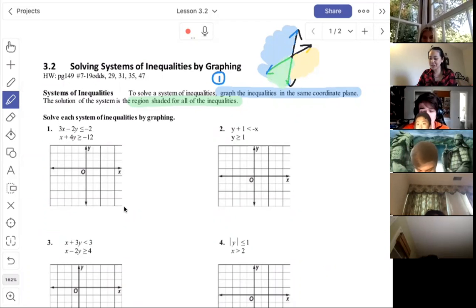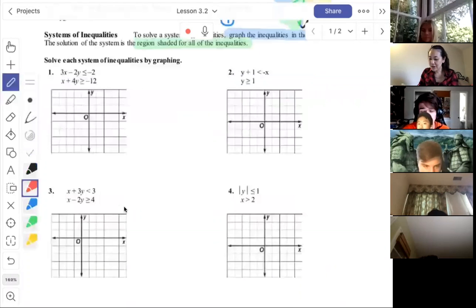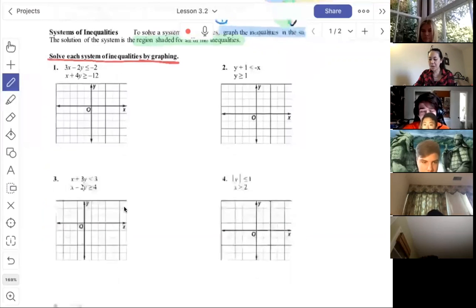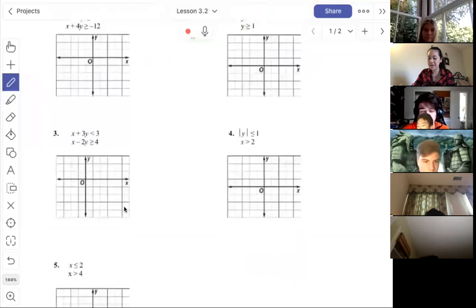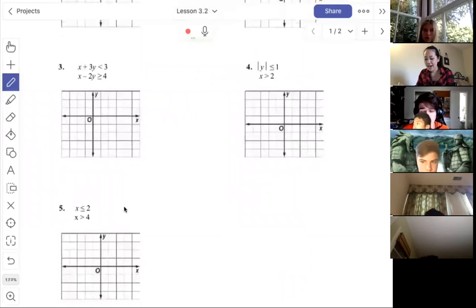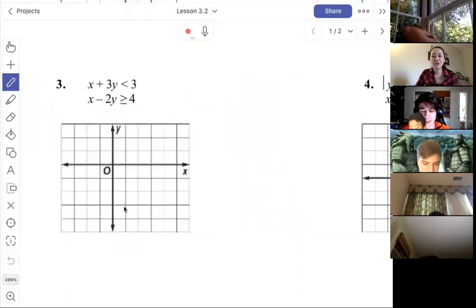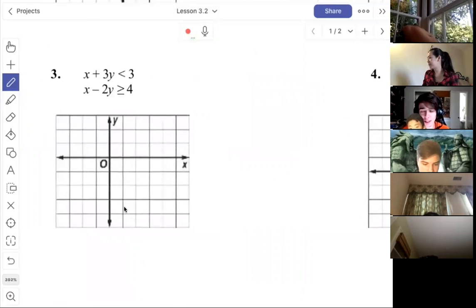So let me go ahead and show you guys some examples. The directions say, solve each system of inequalities by graphing. So I'm gonna jump to number 3. The first thing I need to do is solve by graphing, so I need to put this into slope-intercept form, okay? So help me out with that.